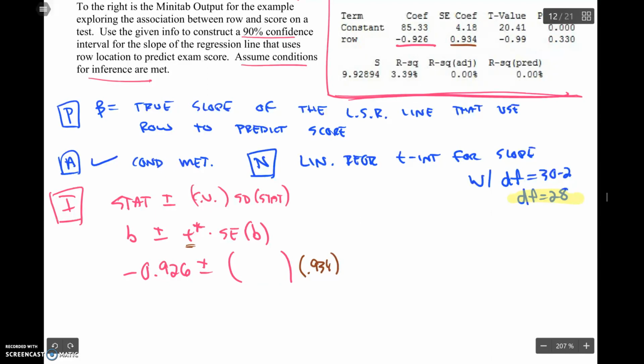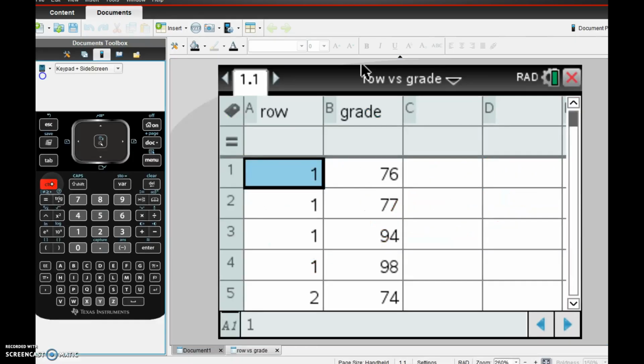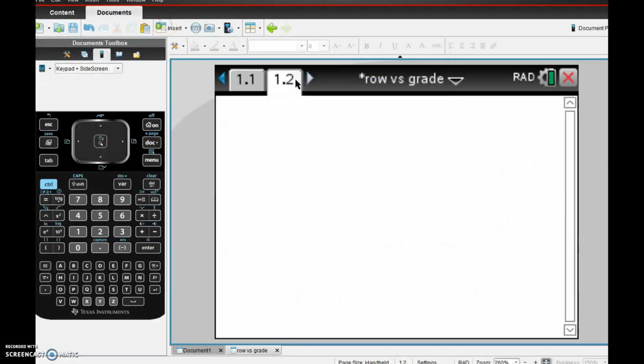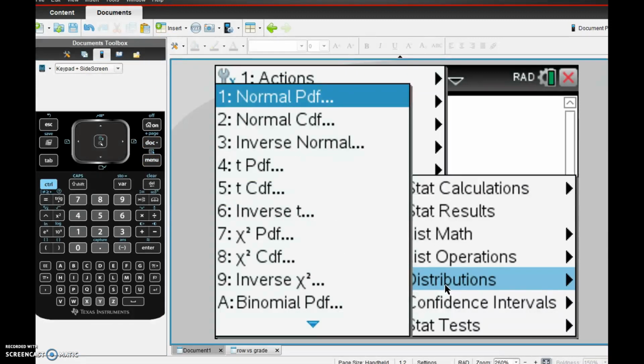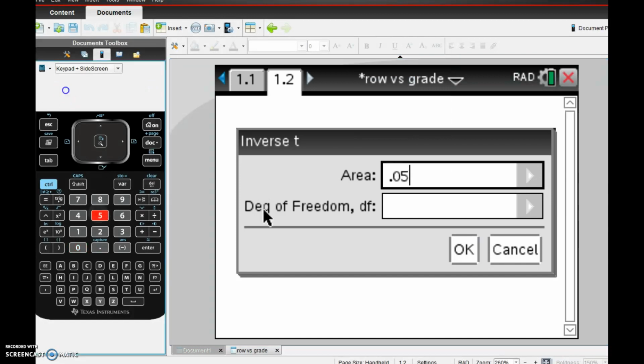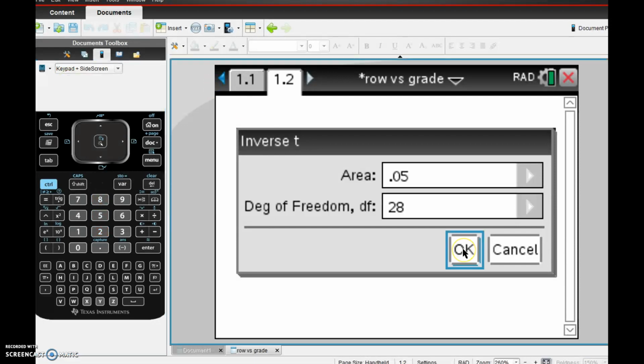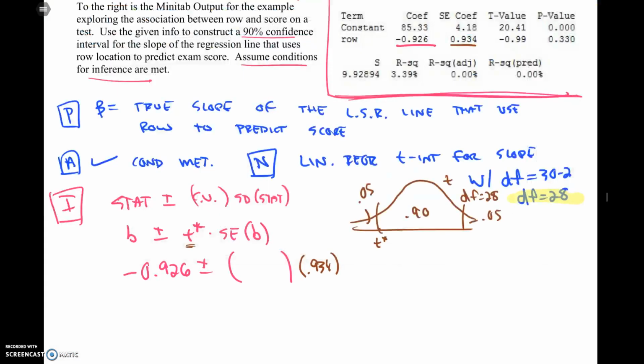To find the t-crit value, you got to draw a little t-distribution with 28 degrees of freedom. I want the middle 90% cutoff, so that's 5% on each tail. So if I want this value right here, I'm going to put in 0.05 with 28 degrees of freedom. Menu, statistics, distributions, inverse t, so I can put in the left area cutoff, and 28 degrees of freedom. Gives me 1.70.